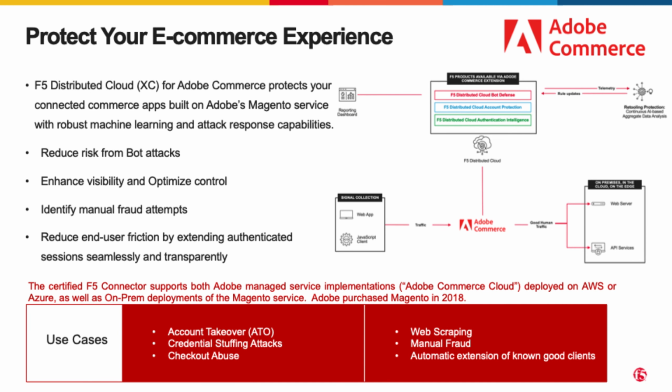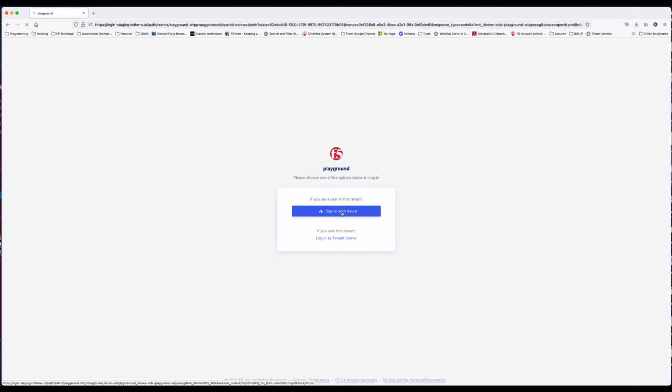You might ask yourself, is that it? What else? Nothing else to configure. You work with your F5 team, configure your Adobe Commerce site, and you're protected with F5's distributed cloud, either bot defense, account protection, or authentication intelligence, or all three. Now, one final step to complete the picture and tutorial.